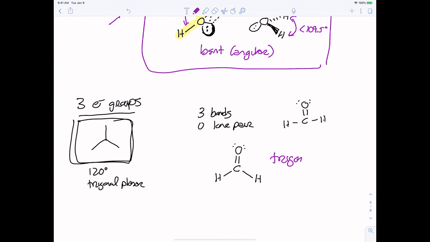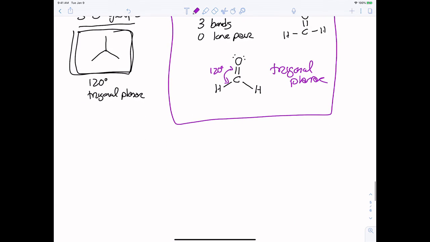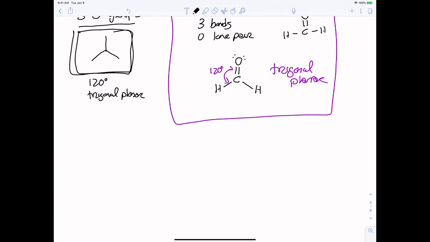So trigonal planar. And then my bond angles are going to be 120 degrees. And I could label, you know, that's 120 and that's also 120. So any of those 3. My other option, 2 bonds and 1 lone electron pair.